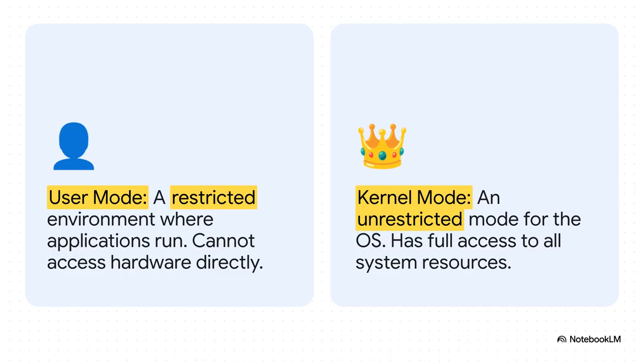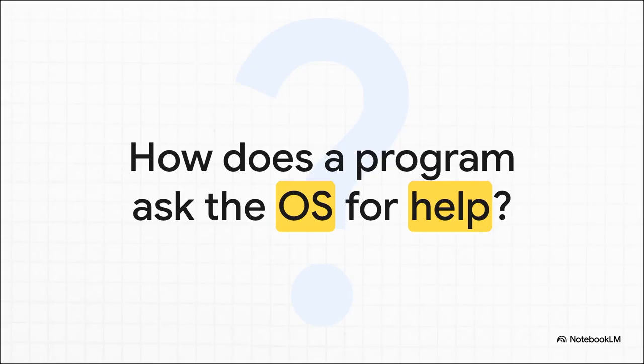And then there's kernel mode. This is the VIP lounge, the control room. This is where the operating system lives, and in this mode, it has full, unrestricted access to do absolutely anything. This separation, baked right into the hardware, is the fundamental wall that keeps everything safe. Okay, that makes sense. But wait a minute, this raises a new question, right? If our apps are stuck in this safe mode, how do they do anything useful?